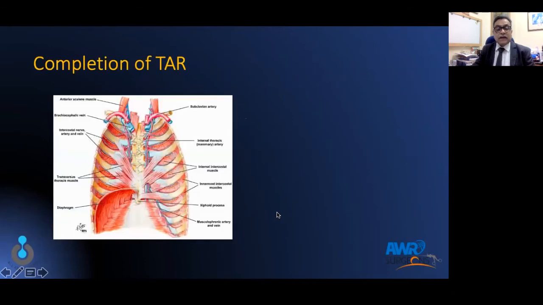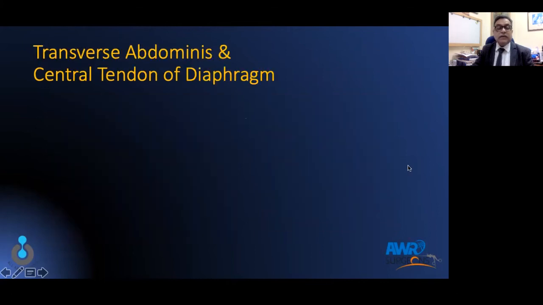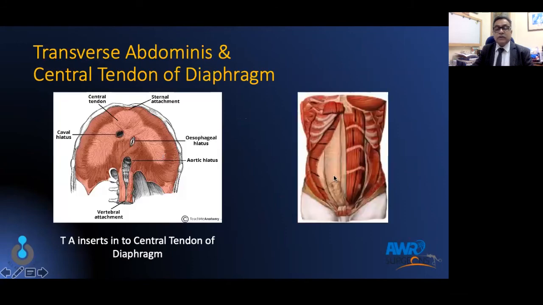For a completion of the TAR, it is usually the right and the left upper quadrant where, if you enlarge this and see, there is a decussation of the vertical diaphragmatic fibers with the transversus abdominis fibers, and one has to separate till then. That is what actually gives, most of the time, a completion of the TAR, and the bridging is avoided. Similarly, near the central tendon, in the cephalad portion, when the transversus abdominis division is done, it has to actually converge.